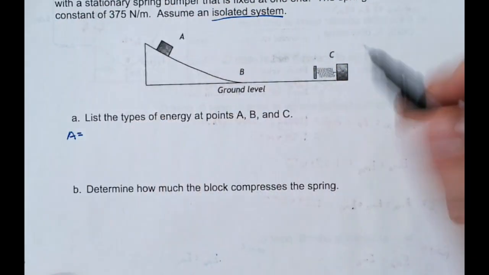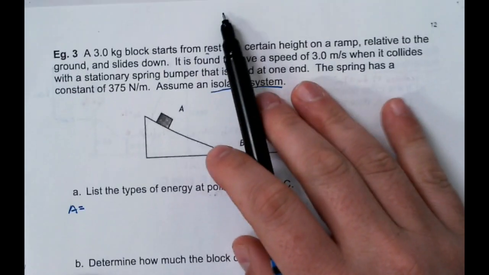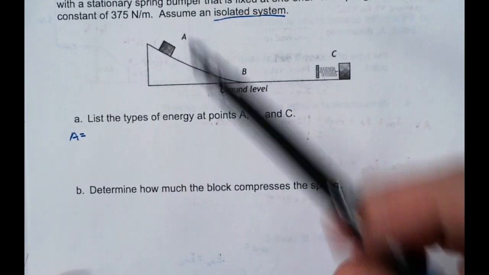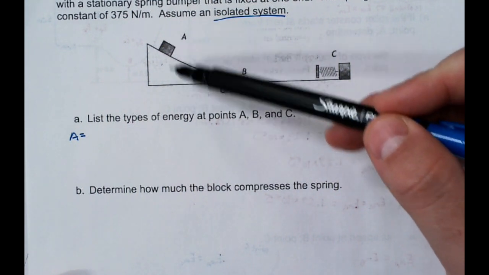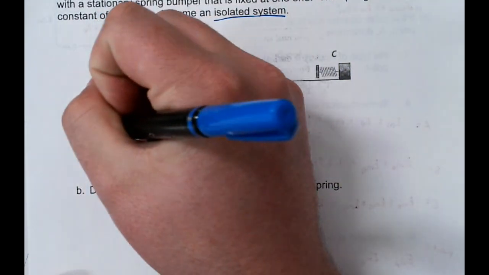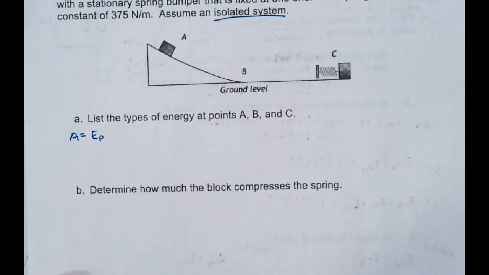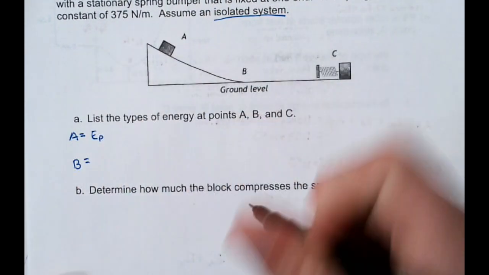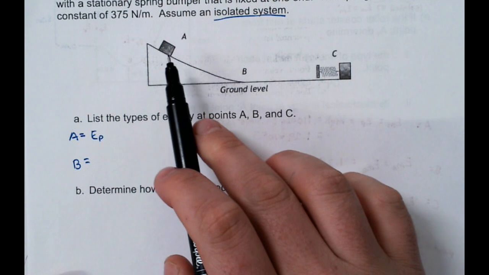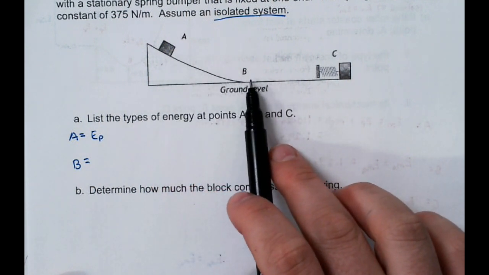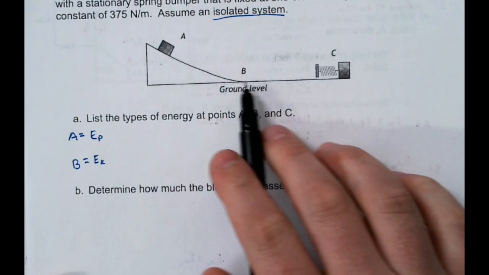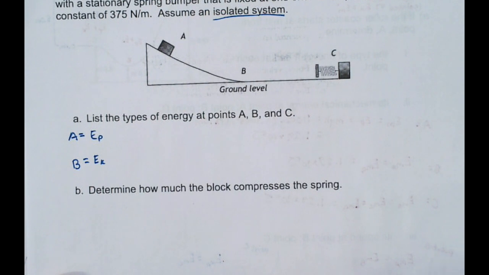So at point A, it tells us that it starts from rest. It is not moving. Because there's no movement, there's no kinetic energy. But it does have a height relative to the ground. So it still has potential energy. Point B right here is now on ground level, and the block has slid down and there's no more height. There's still a velocity, so we're going to have kinetic energy, but because we're at ground level, there's no height, we have no potential energy. So B is going to be all kinetic energy.